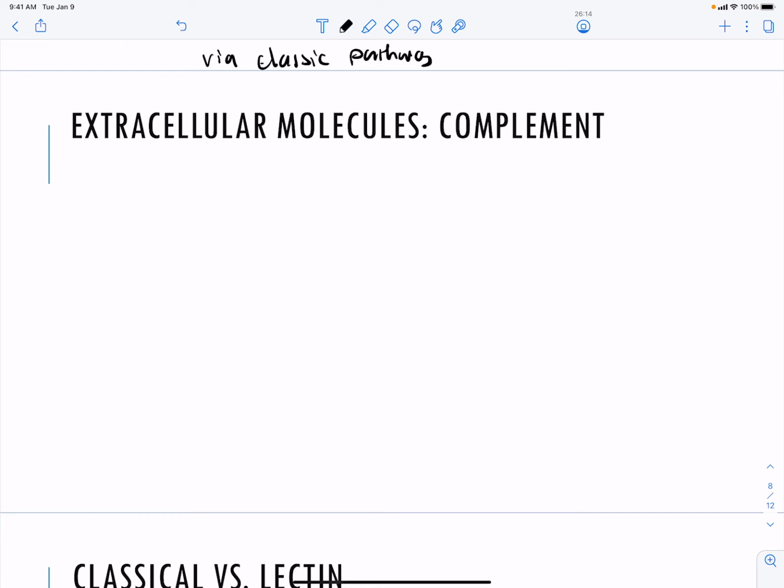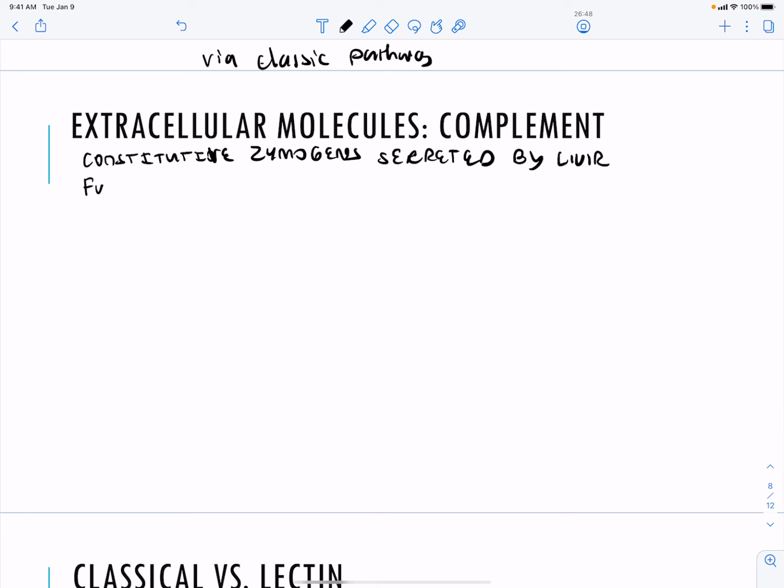So complement are constitutive zymogens secreted by the liver. And like many inflammatory components, their secretion will increase if there is the acute phase response, triggering the liver to secrete more. They are going to function as a cascade, similar to the coagulation cascade.